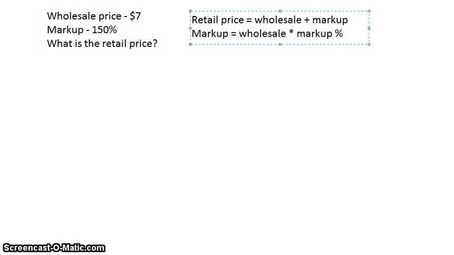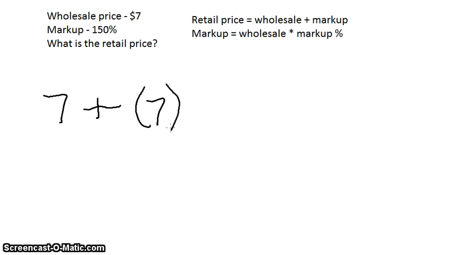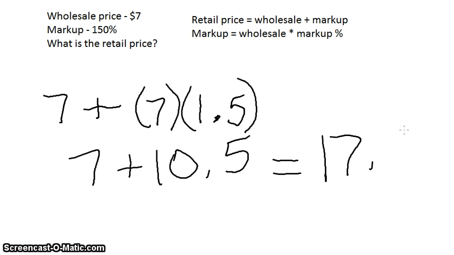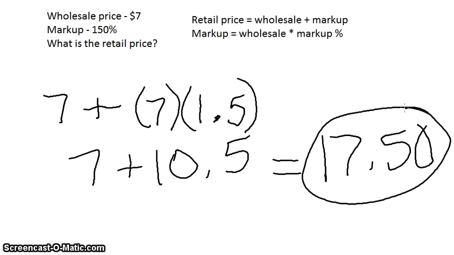So in this case, what we'll do is say $7, the wholesale price, plus our markup, which is going to be $7 times 1.5, our decimal version of 150%. So when you do that multiplication, you get 10.5. And 7 plus that. So at a 150% markup, this bracelet now costs $17.50. And so that's how you would do those kinds of prices.